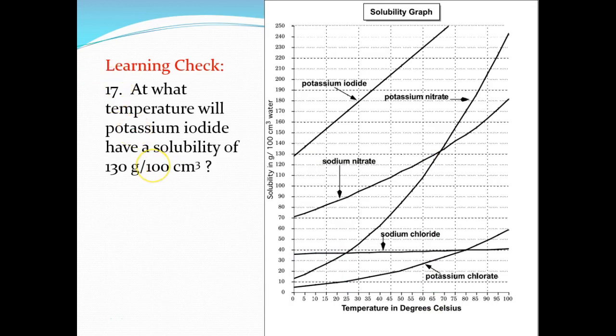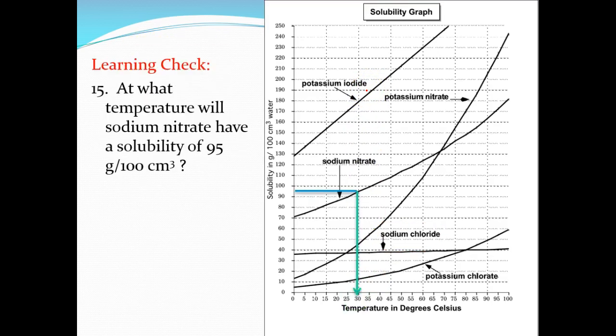Ignore the learning check. Looking at the lines, which line has the least amount of change in temperature? If you said sodium chloride, you're correct because the line is about flat. Which one has the least amount of solubility at a given temperature? It'd be the first line you touch. The one with the most would be the last line.